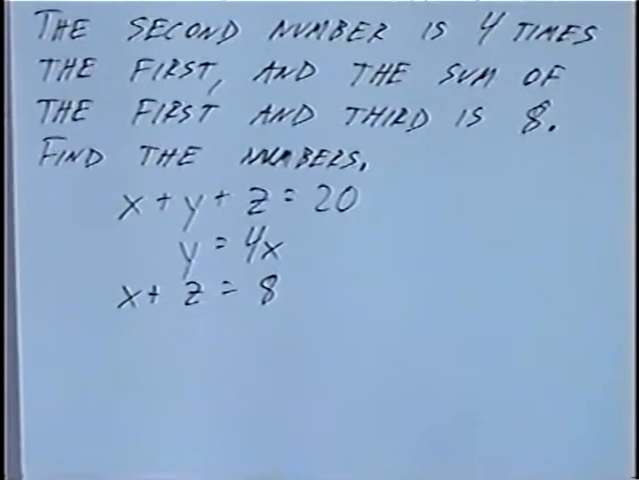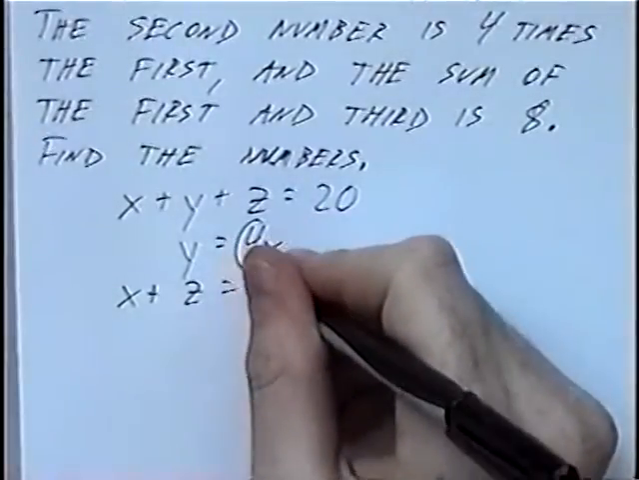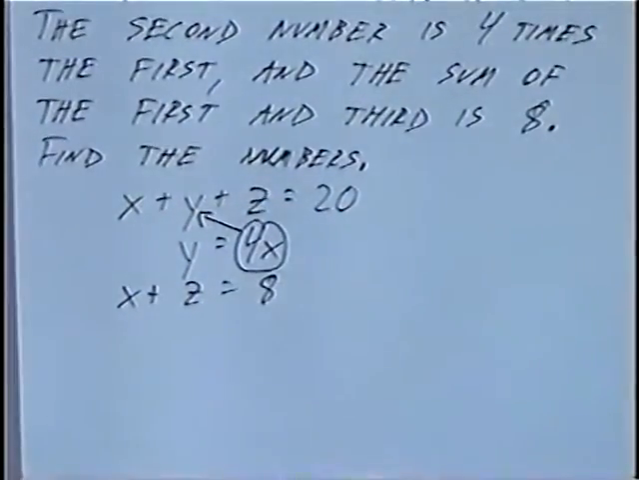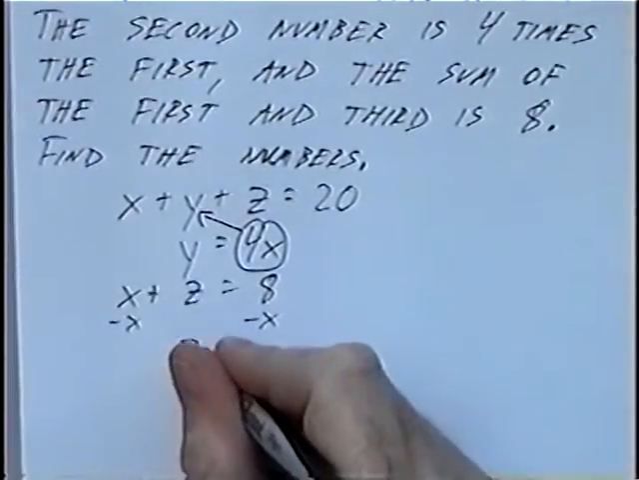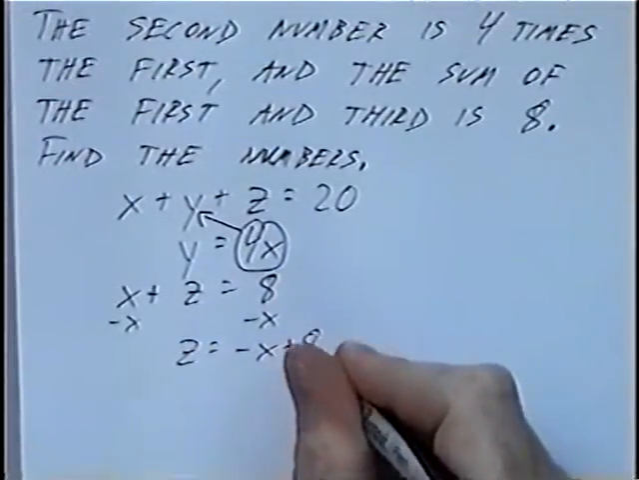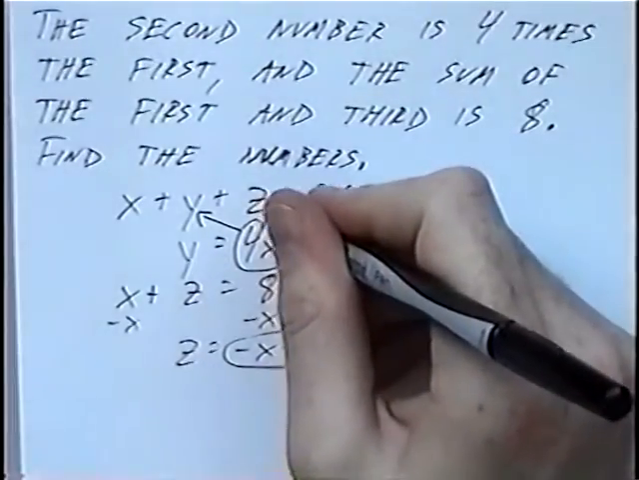From here, we can combine the equations to solve for one variable. The easiest way to solve this is using substitution. If we know y is equal to 4x, we can replace y with 4x. And if we take the third equation and solve for z by subtracting x on both sides, we'll have z is equal to negative x plus 8. Then we can substitute that into the first equation for z.